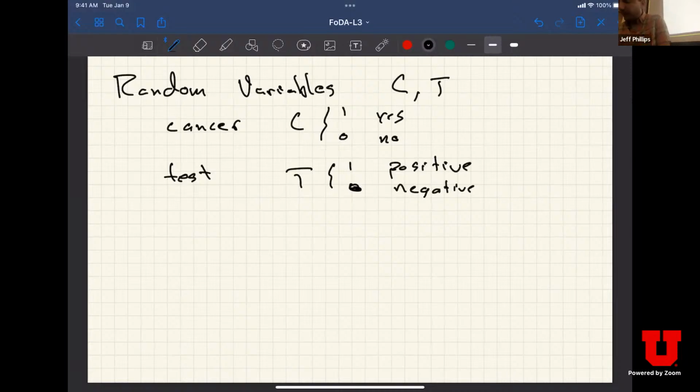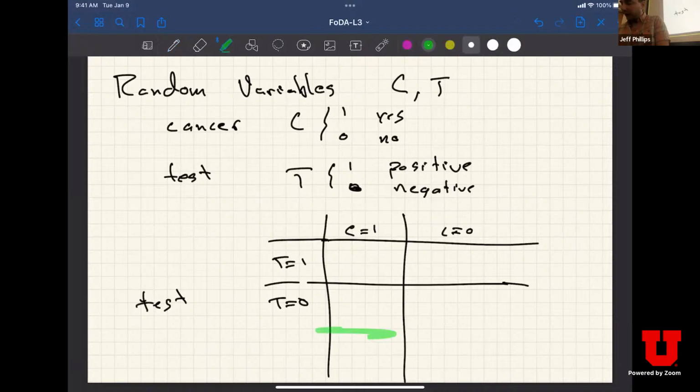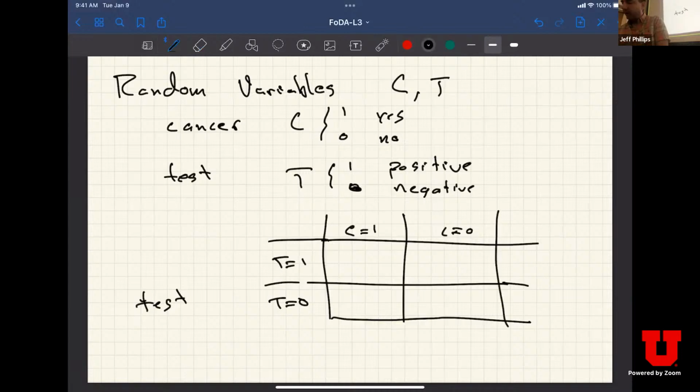All right, and then you can write these in a table. So C equals 1 versus C equals 0, that's whether they have cancer or not, and then whether the test says they have cancer or not would be T equals 1 or T equals 0. And tests are not always completely accurate here. Okay, so we want to write down the probability of certain things happening here.